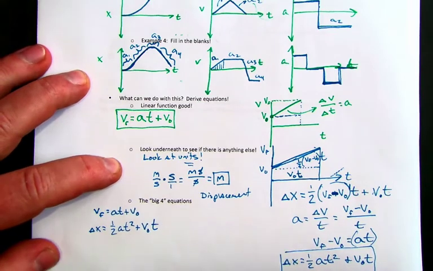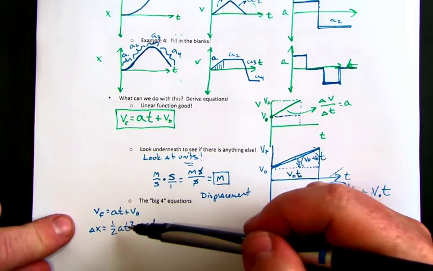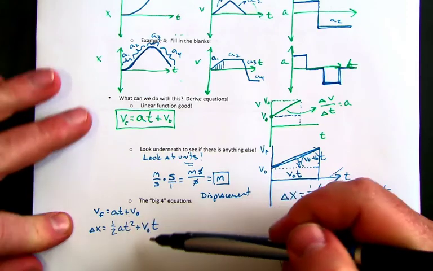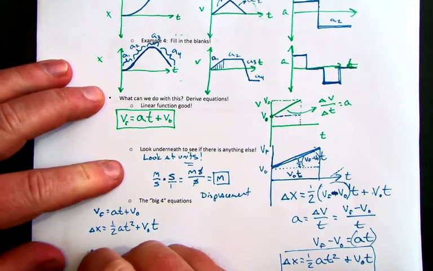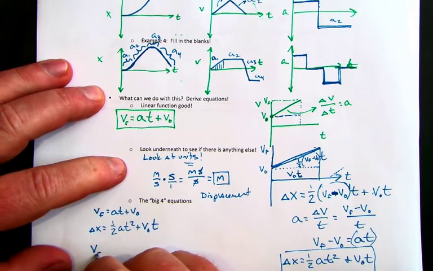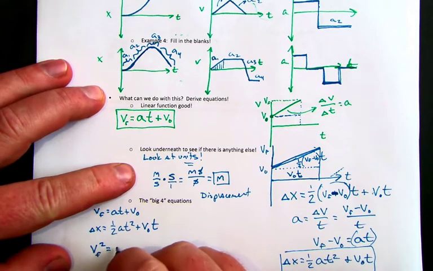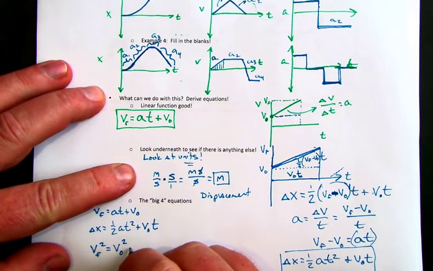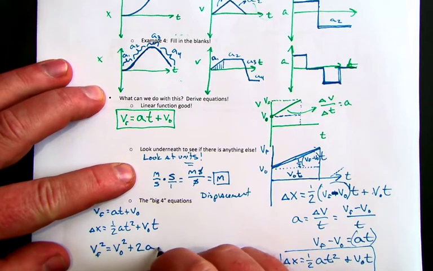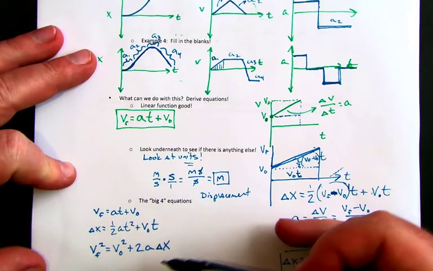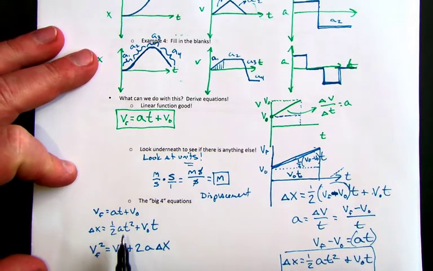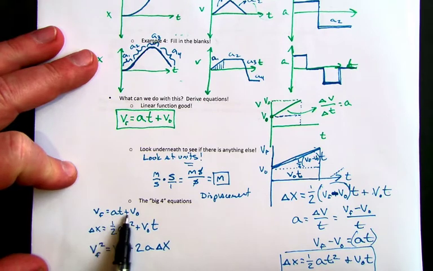Now, you notice that both of these have t in them. You can solve these equations for t and set them equal to each other, and you can get another equation. I won't make you derive it, but all that is is these two equations with t eliminated. So you see in this one, I have VF, V naught, and t. I have no position in this equation. This one, I have position, a, t, and initial velocity.